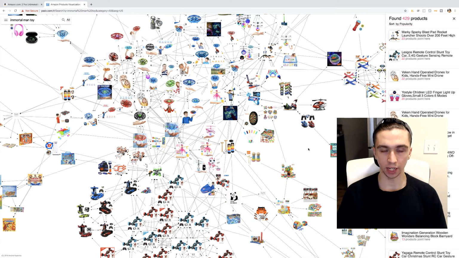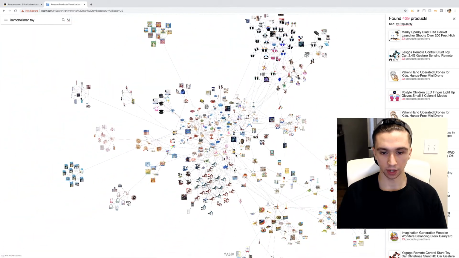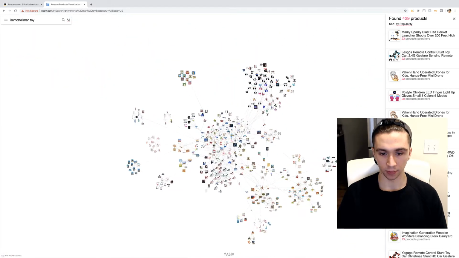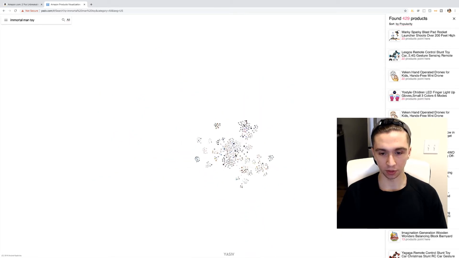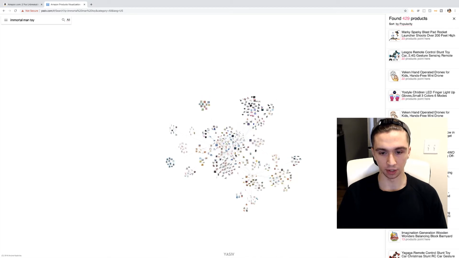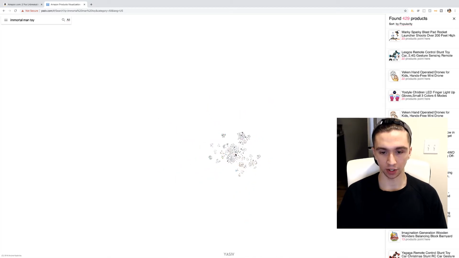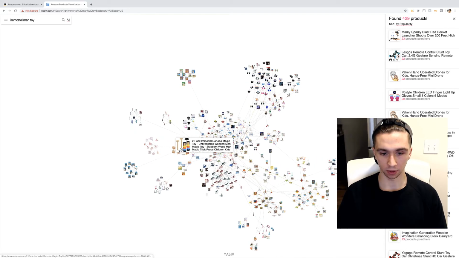All right, so it has just loaded up here. This is what it'll look like. It'll look a little bit chaotic at first. If you ever get lost, just scroll all the way out. You'll just be scrolling with your mouse. And generally somewhere right in the middle here is where that original product will be. So yeah, it's literally right there.